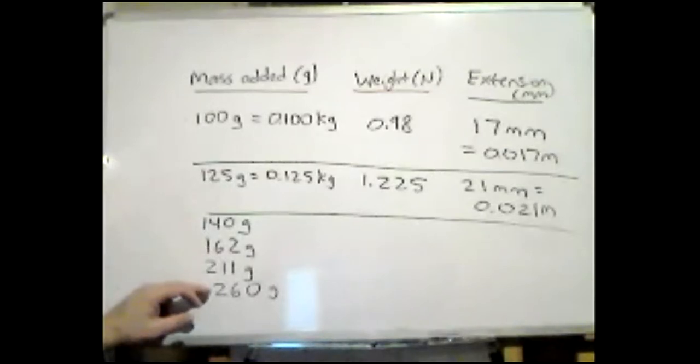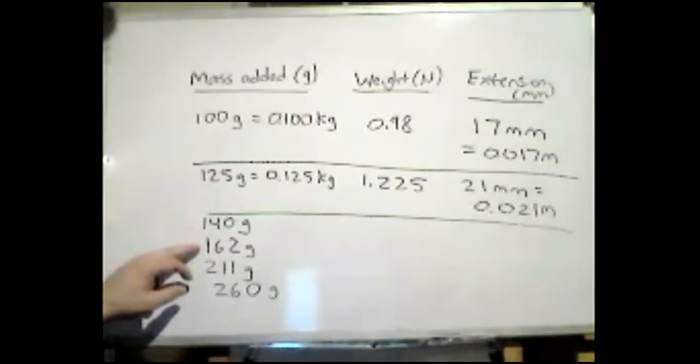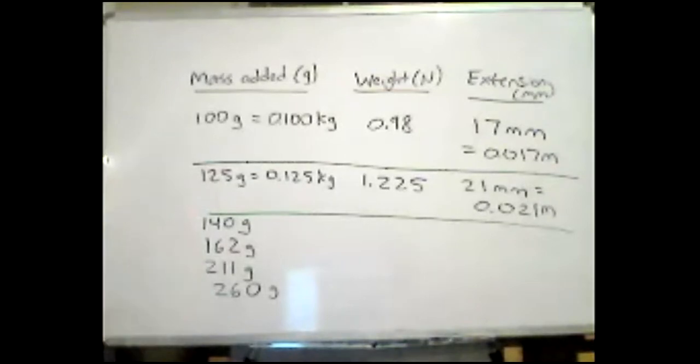We need 4 more sets of data. I picked 140 grams, 162 grams, 211 grams, and then 260. All right. And so what you end up getting is a table of data. You fill that table out.